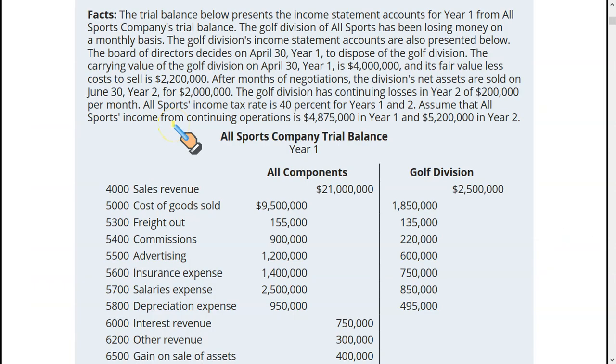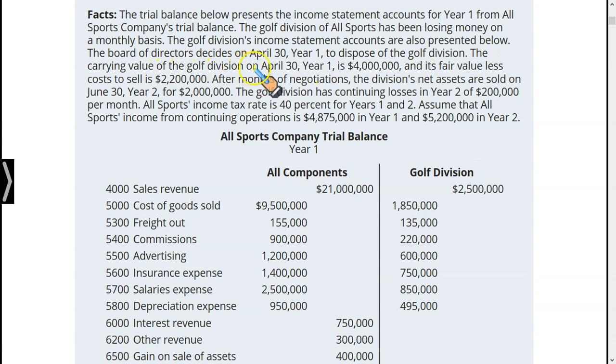So here we have a very good example of discontinued operations. The trial balance below presents the income statement accounts for year 1 from All Sports Company's trial balance. The golf division of All Sports has been losing money on a monthly basis. The golf division income statement accounts are also presented below. The board of directors decides on 30th April year 1 to dispose of the golf division. Why? Because it is losing money.